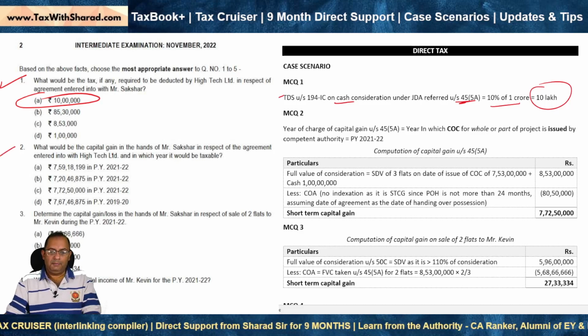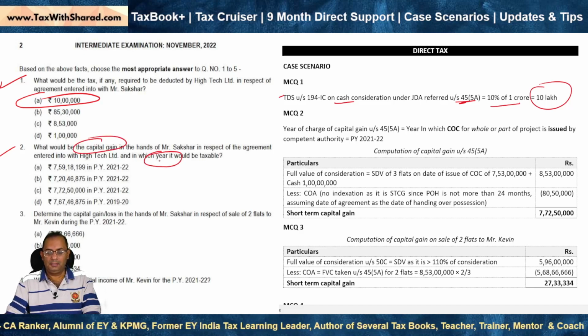What would be the capital gain in the hands of Mr. Sakshar in respect of the agreement entered into with High Tech Limited, and in which year it will be taxable? So it is asking us to compute the amount of capital gain and also ascertain the year in which such capital gain would be taxable.